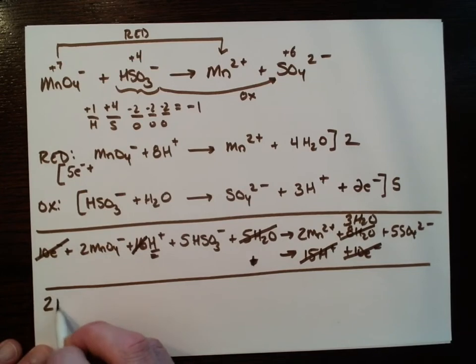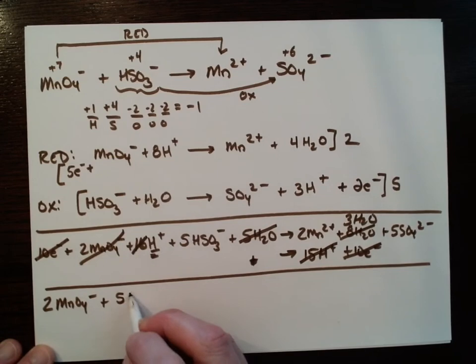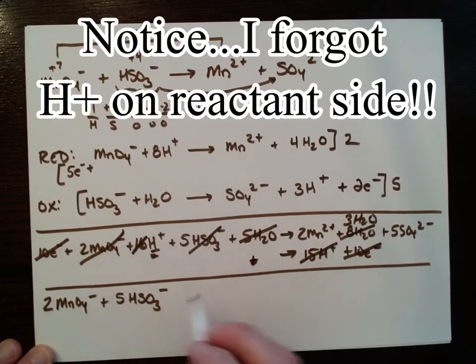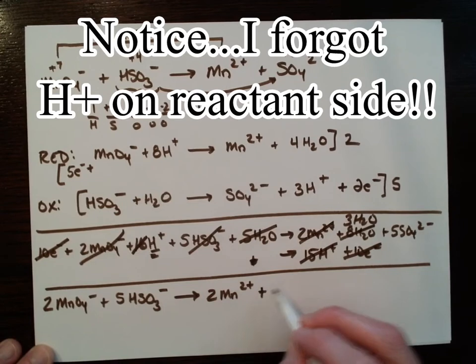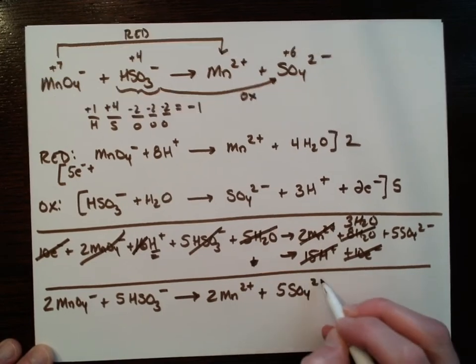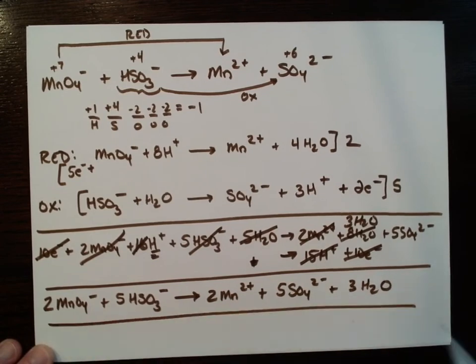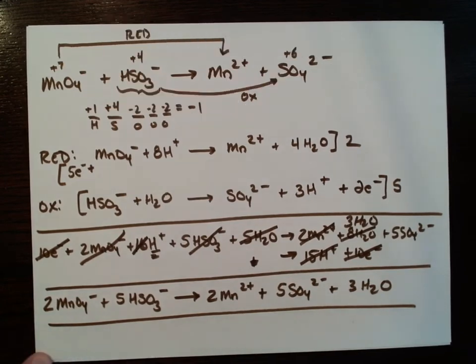Let's check it out. 2 permanganate plus 5 hydrogen sulfite. That's everything on the reactant side. That's going to go to 2 manganese 2 plus, 5 sulfates plus 3 waters. And that, my friends, is a chemical equation, a redox equation, that has been balanced for both mass and charge. Let me just go check and make sure that's right.